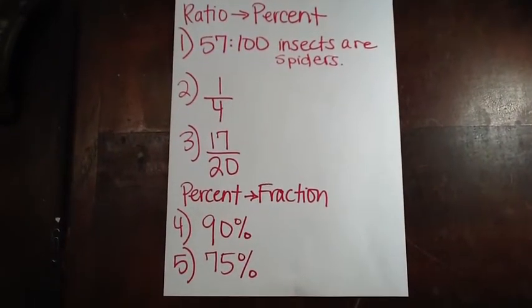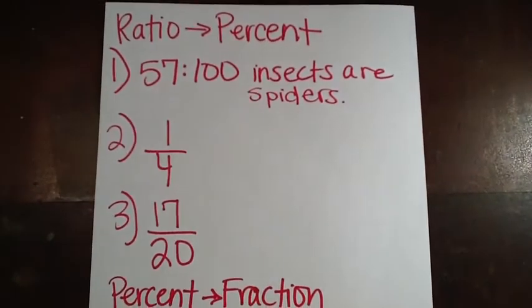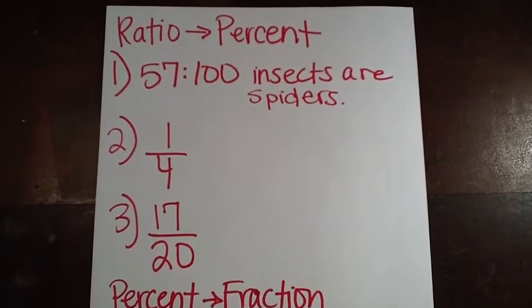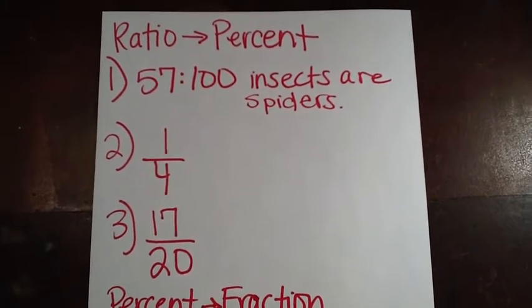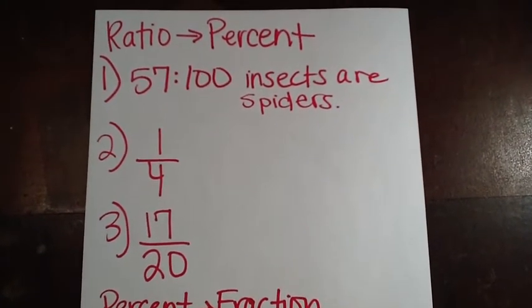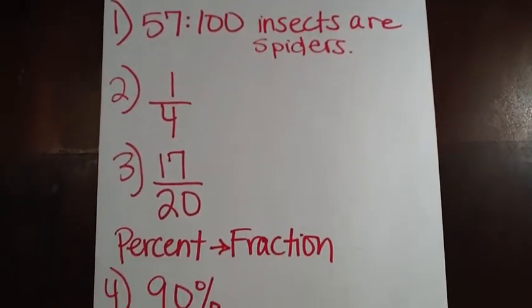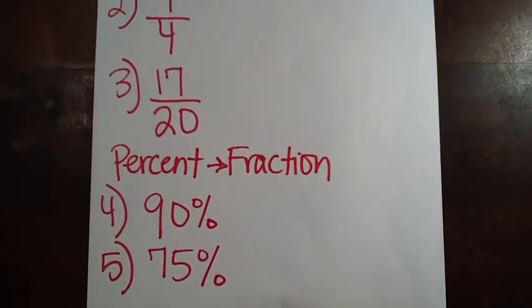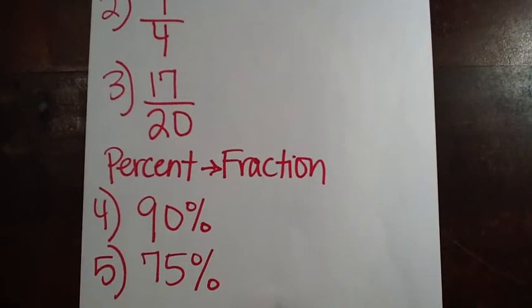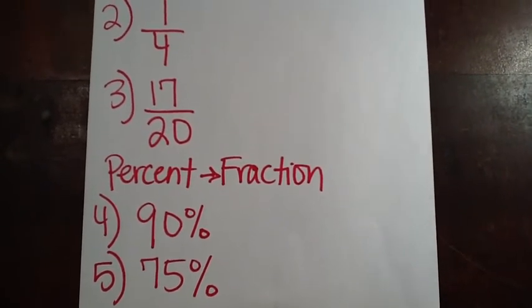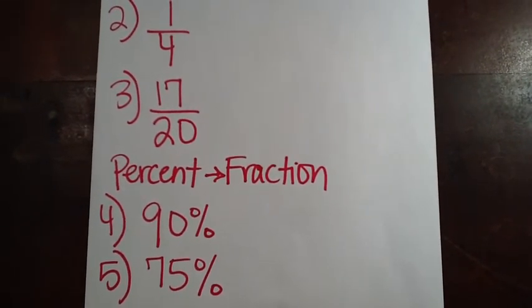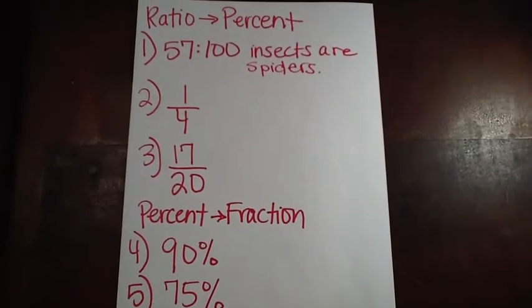All right, you have 5 problems to do for me. These first 3 problems, just go ahead and turn that fraction or ratio into a percent. So your final answer should be in percent form. These last 2 problems, go ahead and take the percent form and change it into a fraction. And make sure your fraction is as simplified as can be. All right, good luck. We'll see what you get tomorrow.